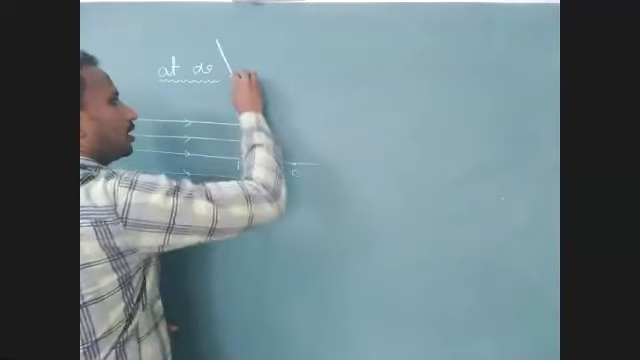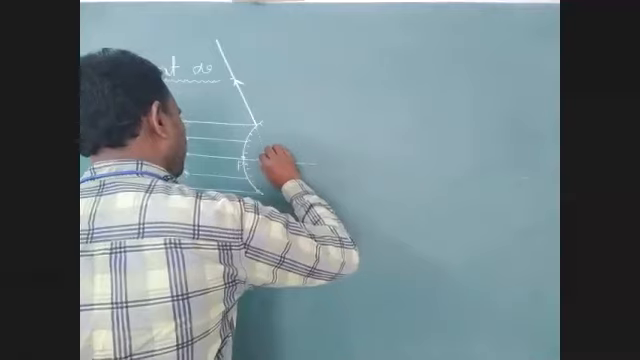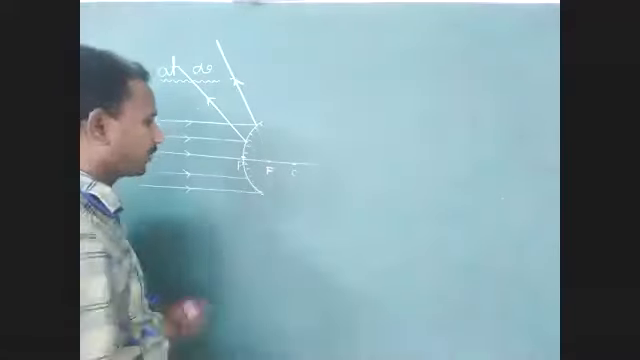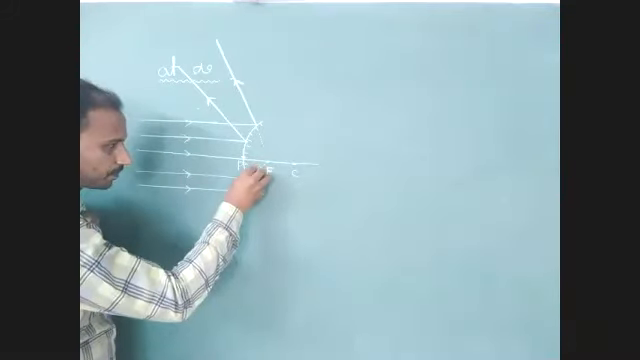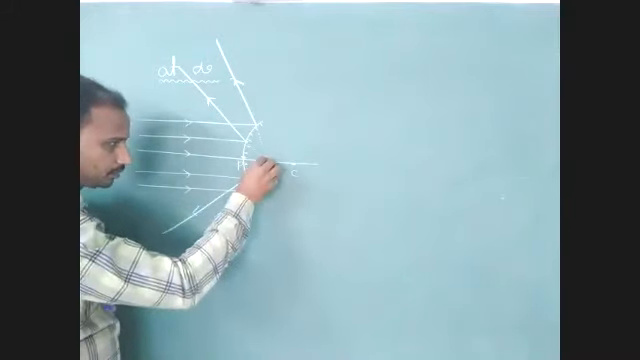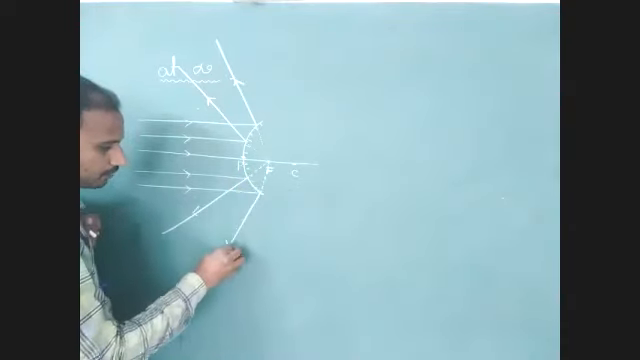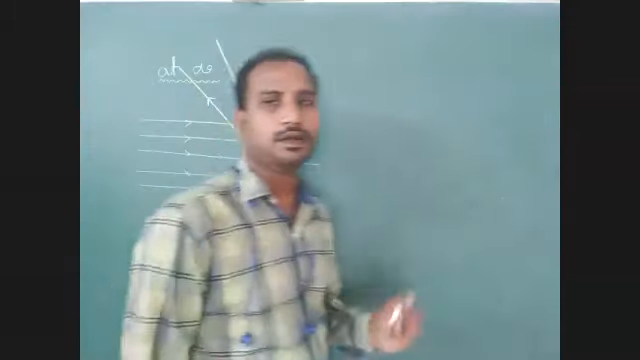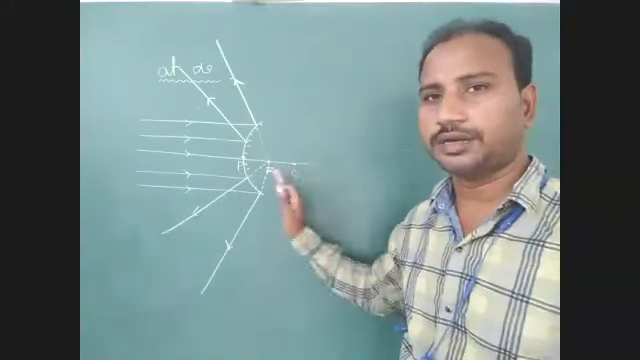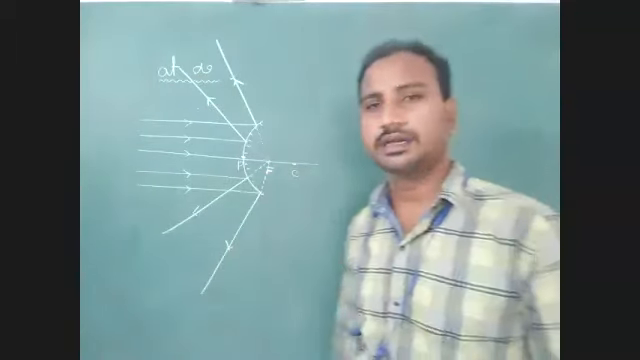Here, the reflected ray appears to come from the principal focus, and another reflected ray we have to represent. Here also the reflected ray appears from the principal focus. Every reflected ray appears from the principal focus. Then the image is formed at the principal focus. Here the image formation point we have to consider inside the mirror only.